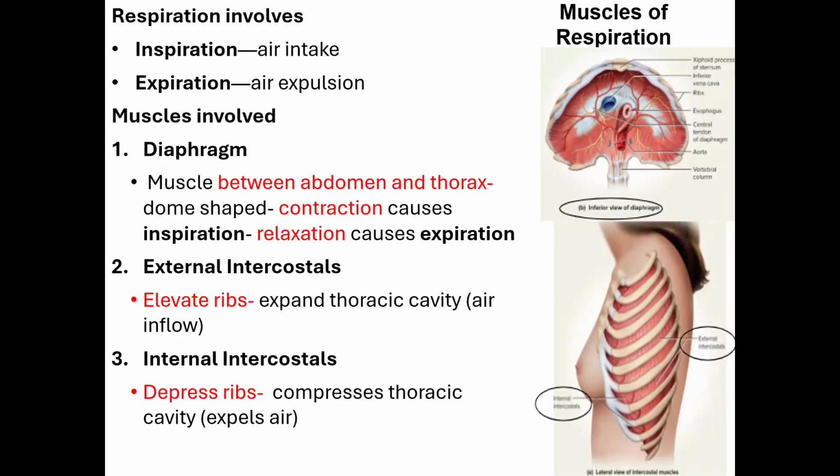The cavity becomes big, right? The thoracic cavity becomes big. So the pressure inside goes into negative pressure. So in order to combat that, air will enter into the lungs. So air enters into the lungs when the diaphragm is contracting.